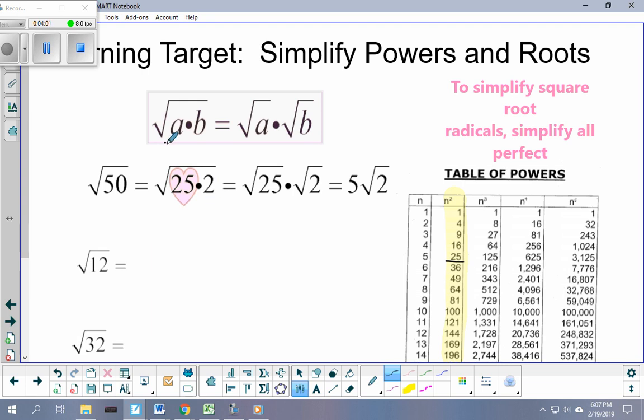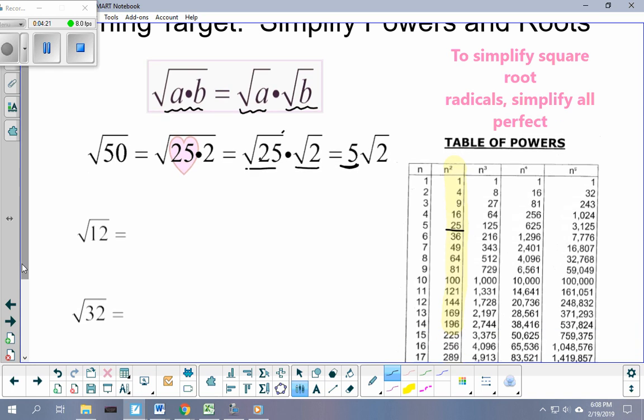Using the property that the square root of a times b equals the square root of a times the square root of b, we take the square root of each of those, and then we can evaluate. The square root of 25 is 5. So instead of writing root 25, we just write plain old 5 and then times the root 2.